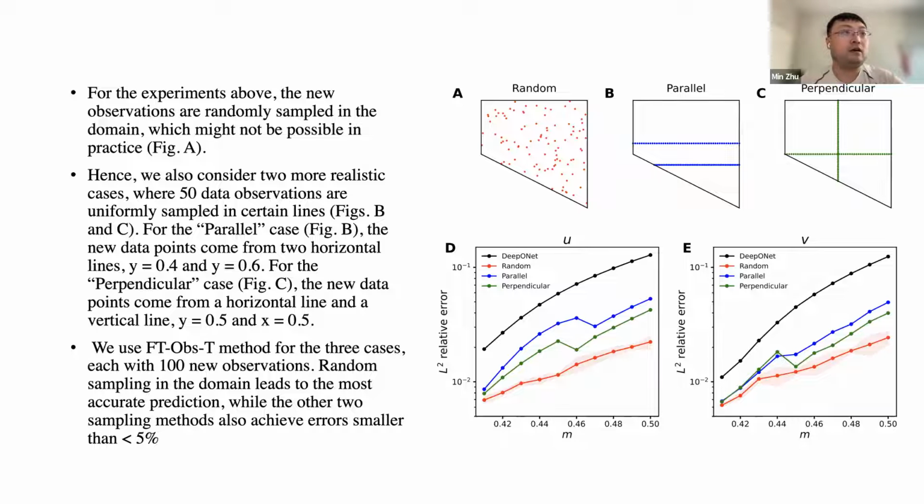We use the fine-tune with observation together method for these three cases with 100 new observations. Random sampling in the domain leads to the most accurate predictions, while the other two sampling methods also achieve errors smaller than 5%.